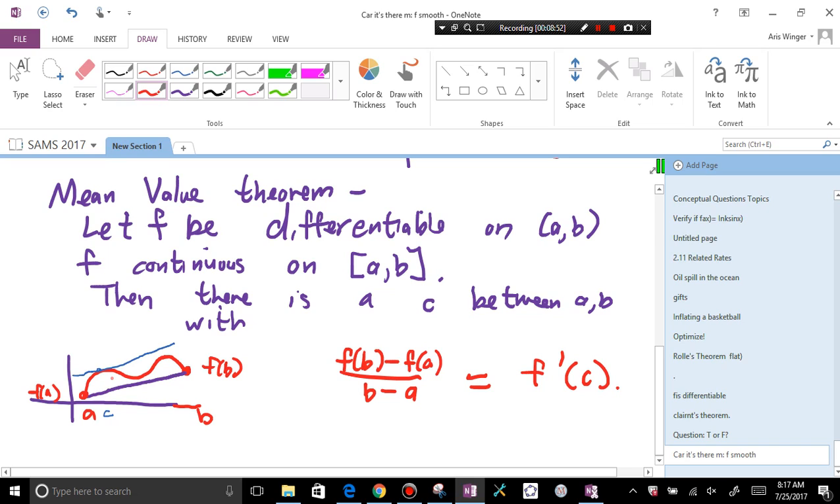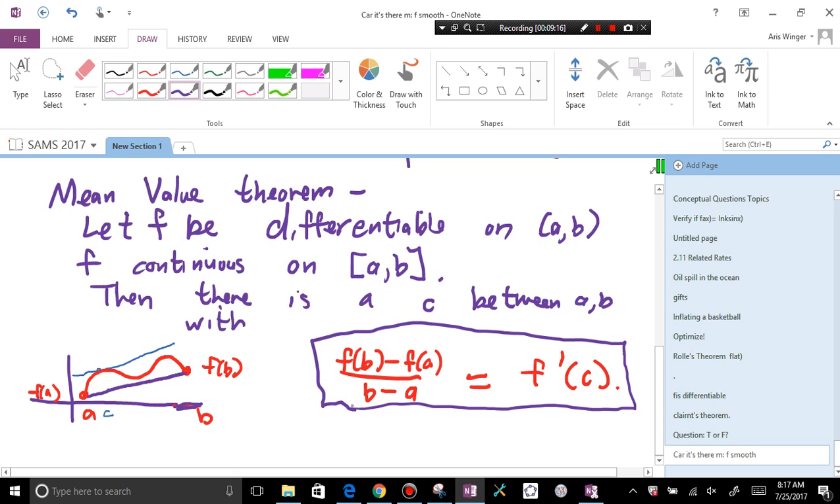What's the rest of the purple part of the mean value theorem? Is it the part in red at the bottom? Oh, it's this: there's a c between a and b with this property. Yeah. This is the conclusion of the mean value theorem. That the slope of the secant line connecting the 2 endpoints is the same as the slope of the tangent line.